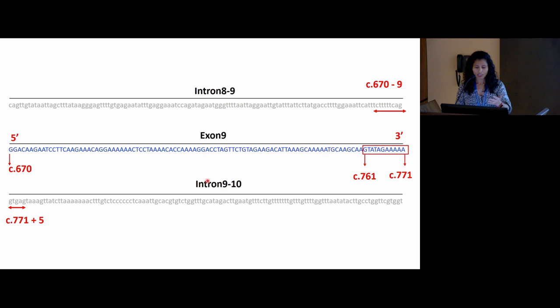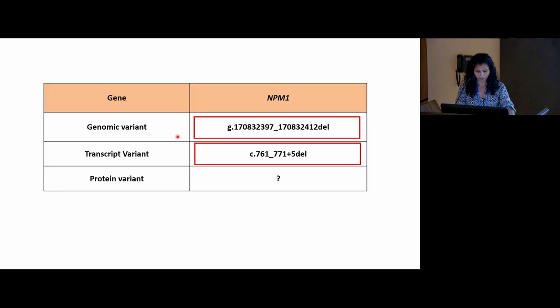Just a hypothetical example: what if the change was in the 5' upstream of the exon? If there is a 9 base pair, 9 nucleotide deletion, the nomenclature would have been c.670. So, it is coming from this. This is the 5' coordinate of exon 9, and minus 9, since the change is occurring in intron 9, upstream of exon 9.